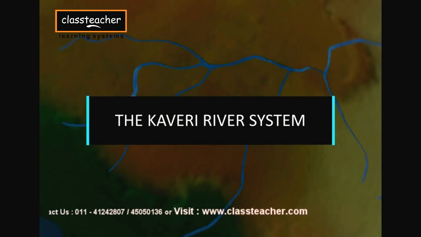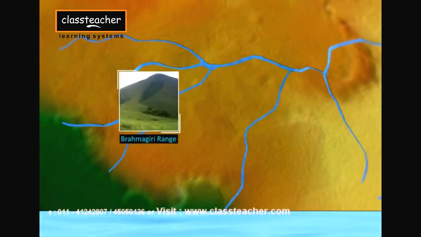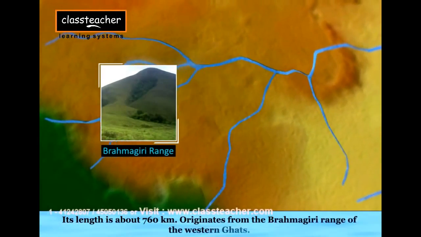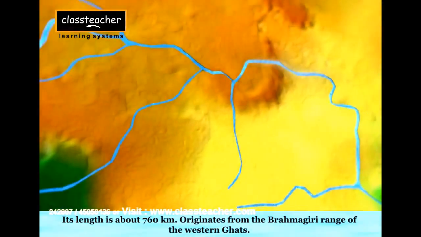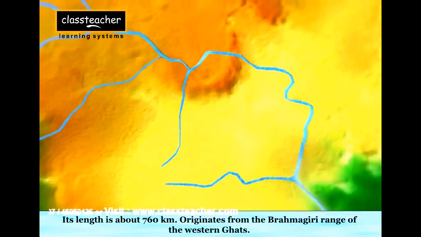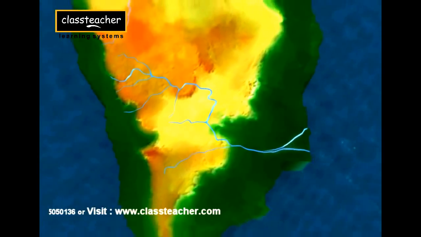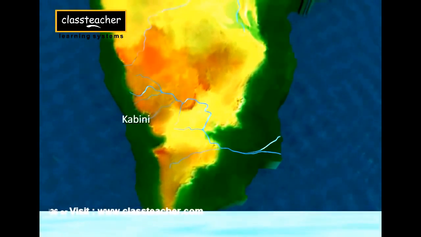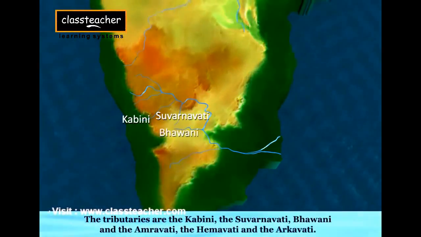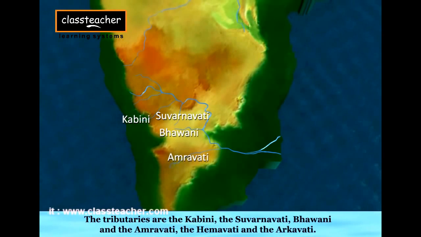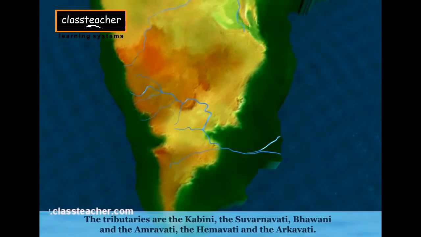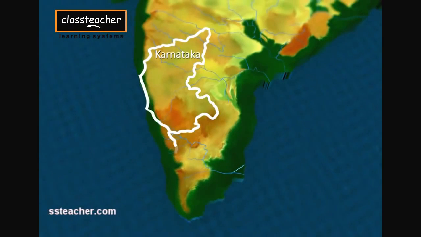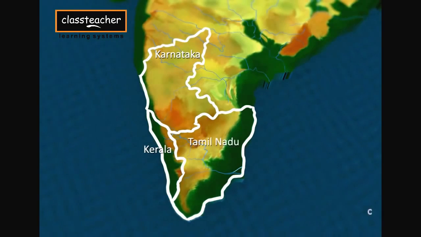The Kaveri river system. The Kaveri rises in the Brahmagiri range of the Western Ghats, flows for about 760 kilometers and reaches the Bay of Bengal. It is joined by the Kabini, the Suvarnavati, Bhavani and Amaravati, the Hemavati and Arkavati. The Kaveri Basin covers parts of Karnataka, Kerala and Tamil Nadu.